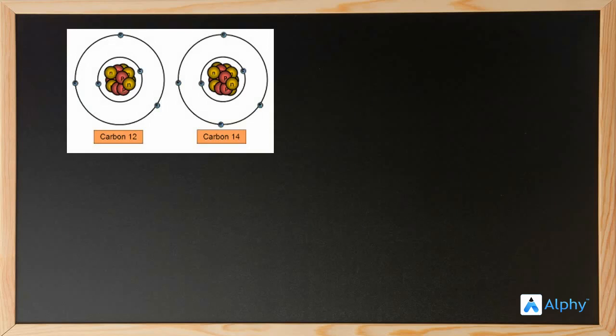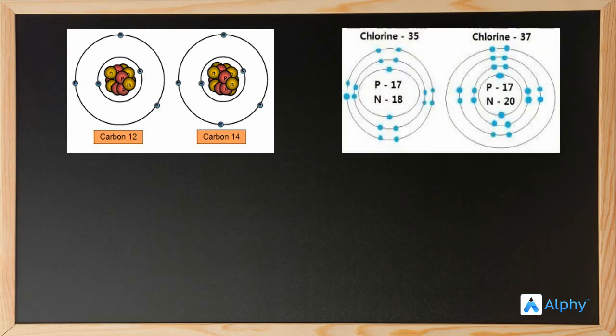The other examples of isotopes include carbon-12 and carbon-14. Both of them have the same atomic number, that is 6, but different mass numbers 12 and 14 respectively. Similarly, chlorine-35 and chlorine-37 have the same atomic number, that is 17, but different mass numbers 35 and 37 respectively.